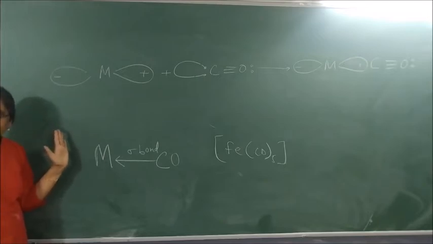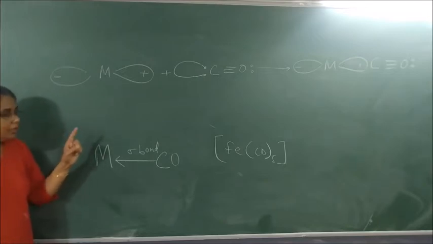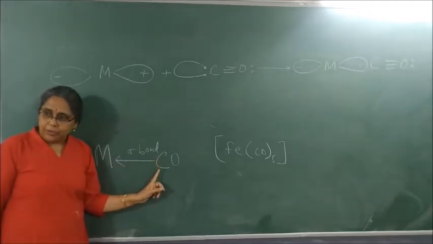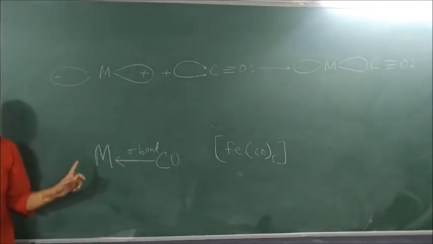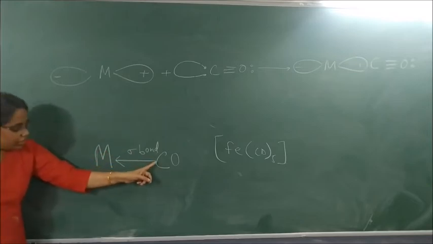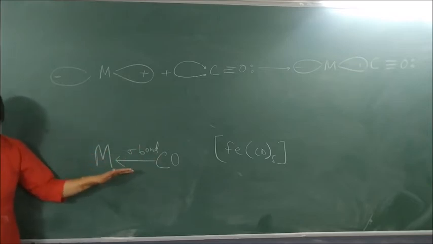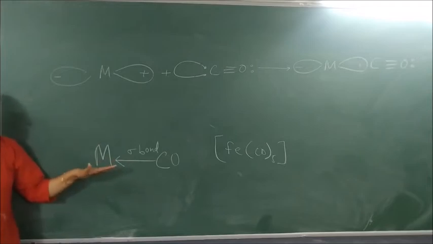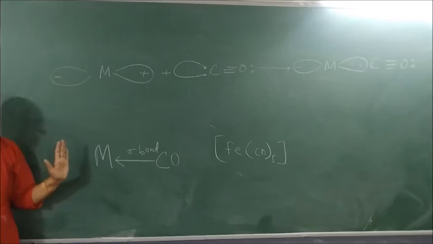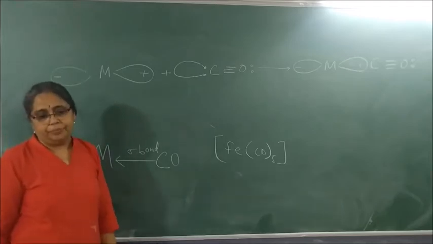Is it clear? Understood? The first step, the carbon of carbon monoxide gives a lone pair of electron to the metal atom. The donation is from carbon to the metal. It is a dative bond. It gives what character? Sigma character to the metal carbonyl. Fine, first step. Now write the second step.